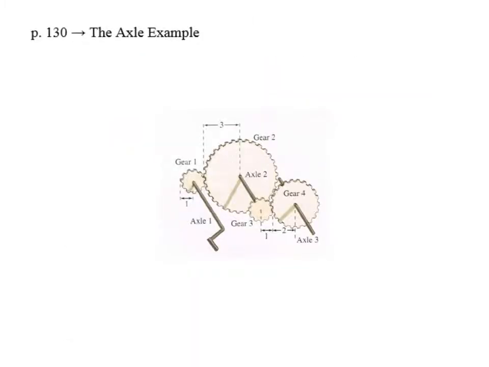Page 130 of your textbook has a kind of neat example demonstrating the chain rule here. What we have are three axles, okay? The axles, of course, are the long stems here. And you can think of axle 1 as being, I'll use red here, think of that as being y. Think of axle 2 as being u, and think of axle 3 as being x.